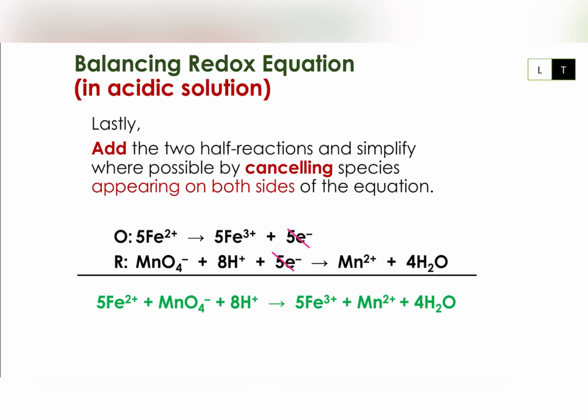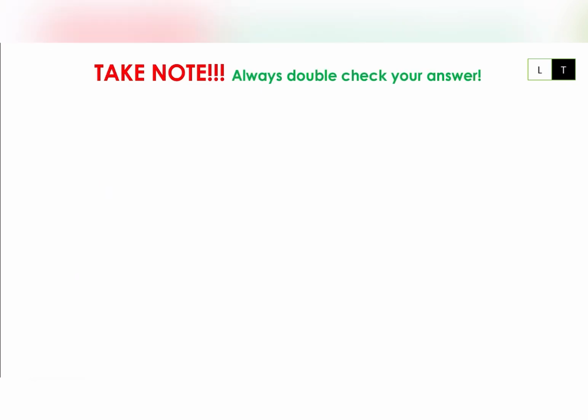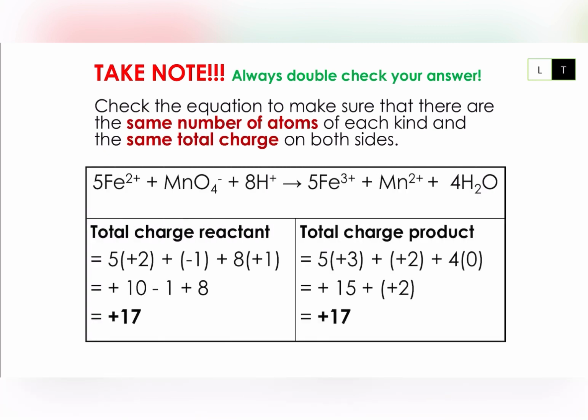How am I going to check whether my equation is correct or wrong? Because there are quite a lot of steps here, you follow the RAO chair. But did I get the correct balanced equation? I'm going to calculate the total charge for both sides. You can see that for reactants you have positive 17, and for the products you have positive 17 as well. So this is how you always need to double check your answer. So from here, you got the balanced equation.